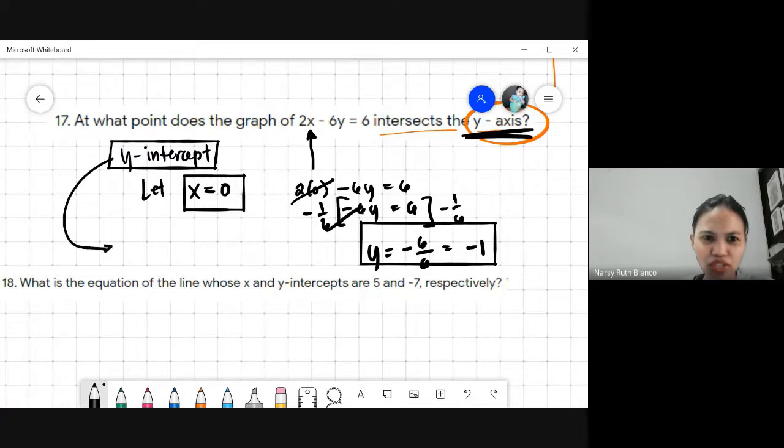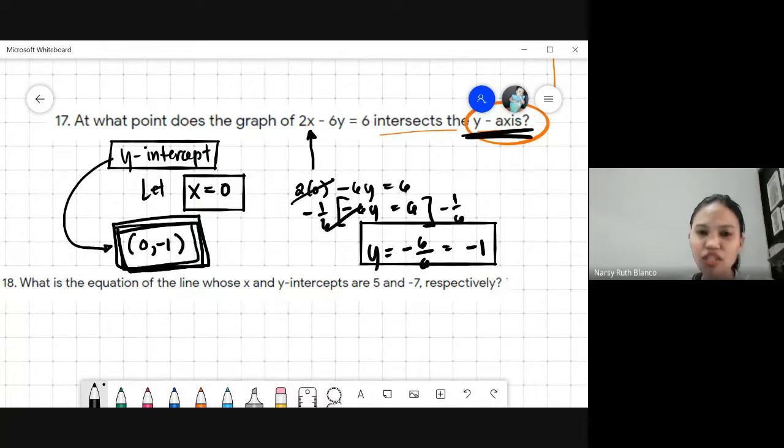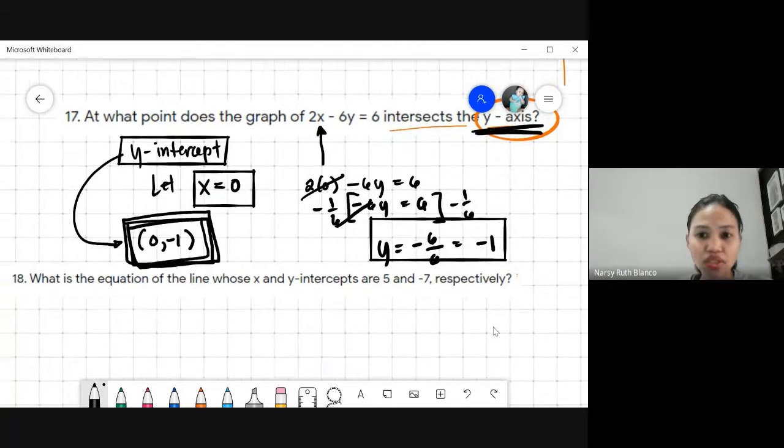Okay, for the y-intercept, yung ordered pair mo ay 0 and negative 1. So, hanapin nyo sa choices, ito. Ito yung hanapin nyo sa choices. Inibigay ko na yung sagot, class. Kaya na lang maghanap sa choices.